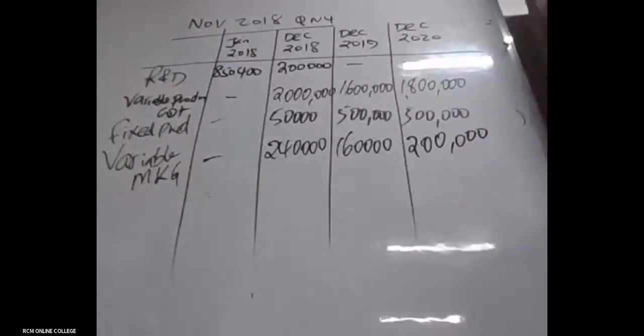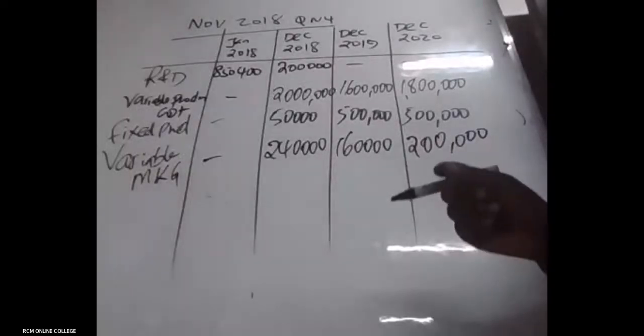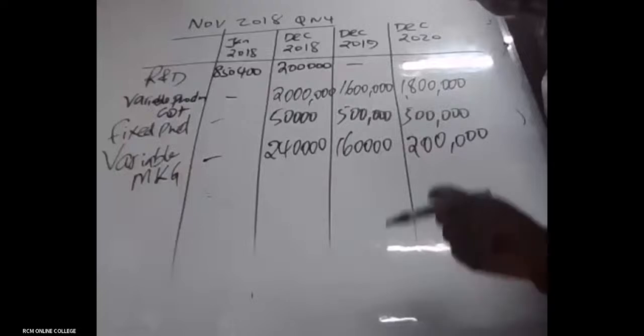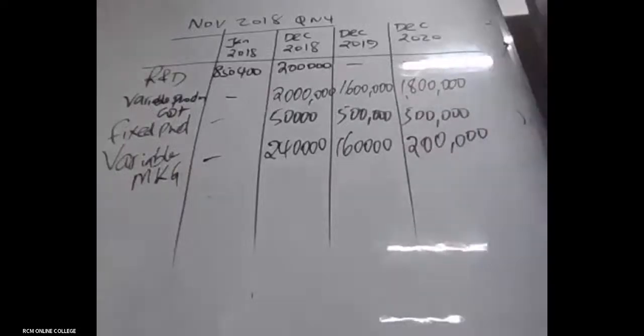200,000. I will not move until the online students have confirmed that they're able to see these figures. I will not move to any. They're able to see them, eh? Thank you so much, Saumu. Thank you so much, everybody.